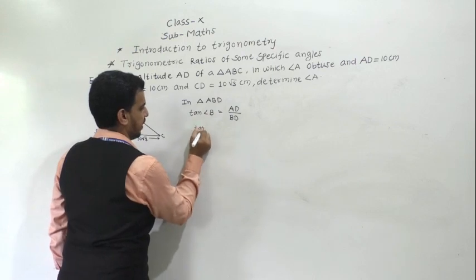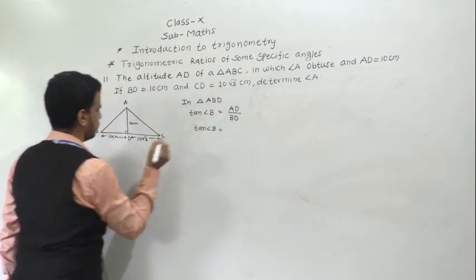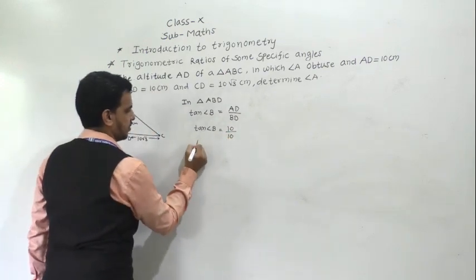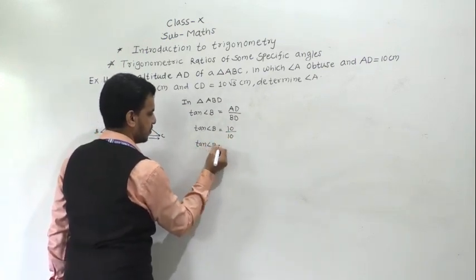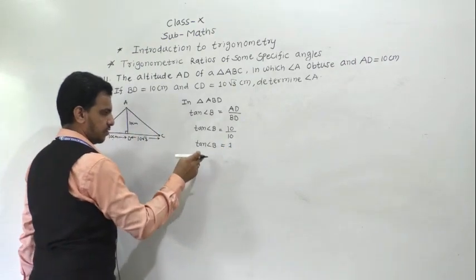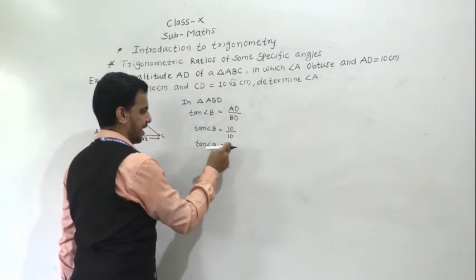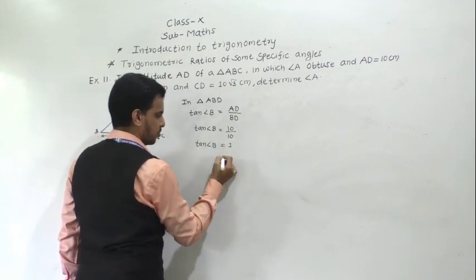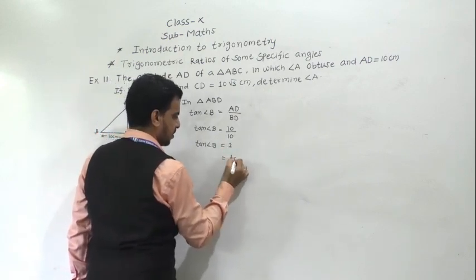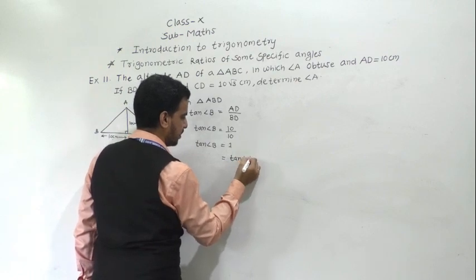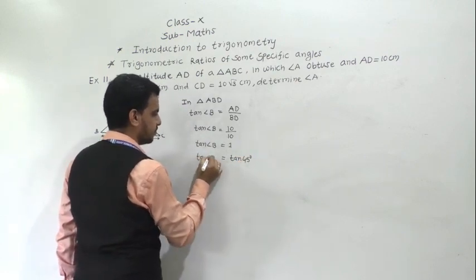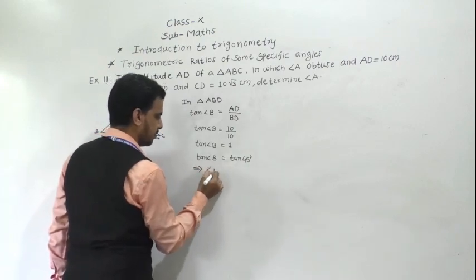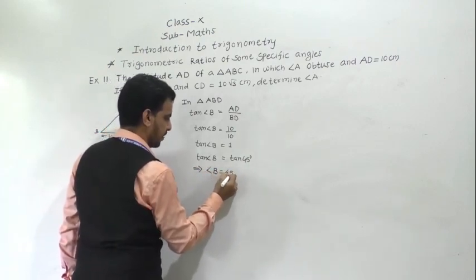So tan of angle B is equal to AD, which is 10, divided by BD, which is 10. So tan of angle B is 1. For which value is tan equal to 1? That is 45 degrees. So tan 45 degrees is 1. If we replace this 1 by tan 45 degrees, tan of angle B is equal to tan 45 degrees, which means angle B is equal to 45 degrees.